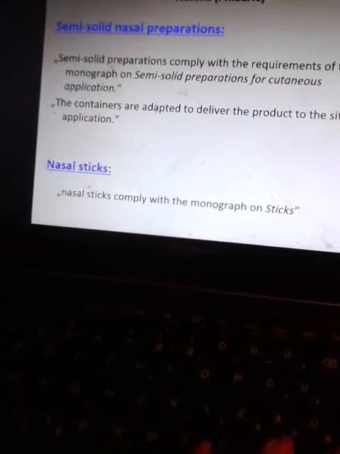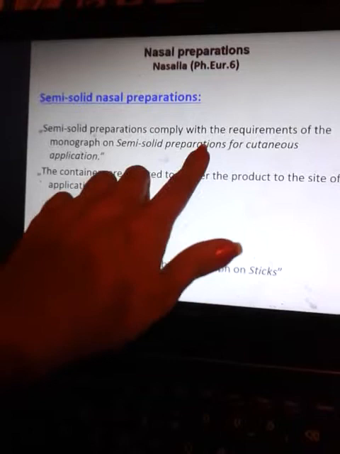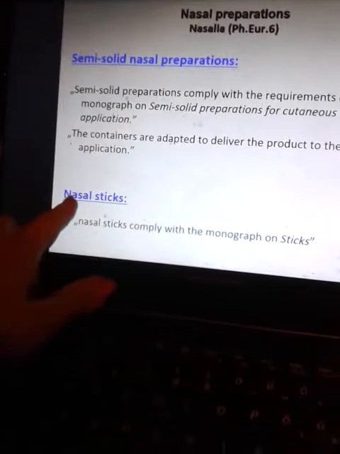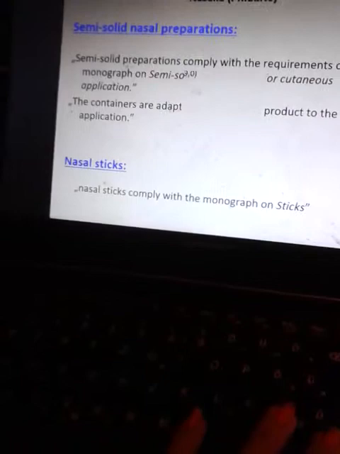Semi-solid nasal preparation: comply with the requirements of the monograph on semi-solid preparations for cutaneous application. The container is adapted to deliver the drug product to the site of application. Nasal sticks comply with the monograph on sticks.